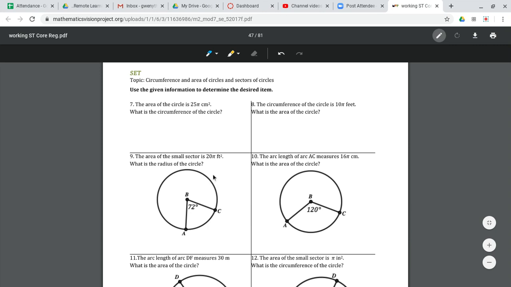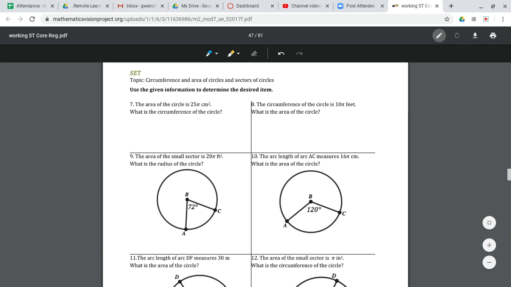All right, so we are going to do 10 and 12 together. You guys should be able to do 7 and 8. They're just like what you had to do on last week's assignment when you were given either the radius, circumference, or area and had to find the other two. That's exactly what these two are.